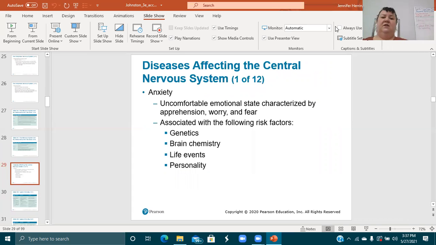So let's look at diseases affecting the central nervous system. This begins on page 586. The first of these diseases we're going to take a look at is anxiety. This is an uncomfortable emotional state characterized by apprehension, worry, and fear. It is associated with the following risk factors: genetics, brain chemistry, life events, and personality.